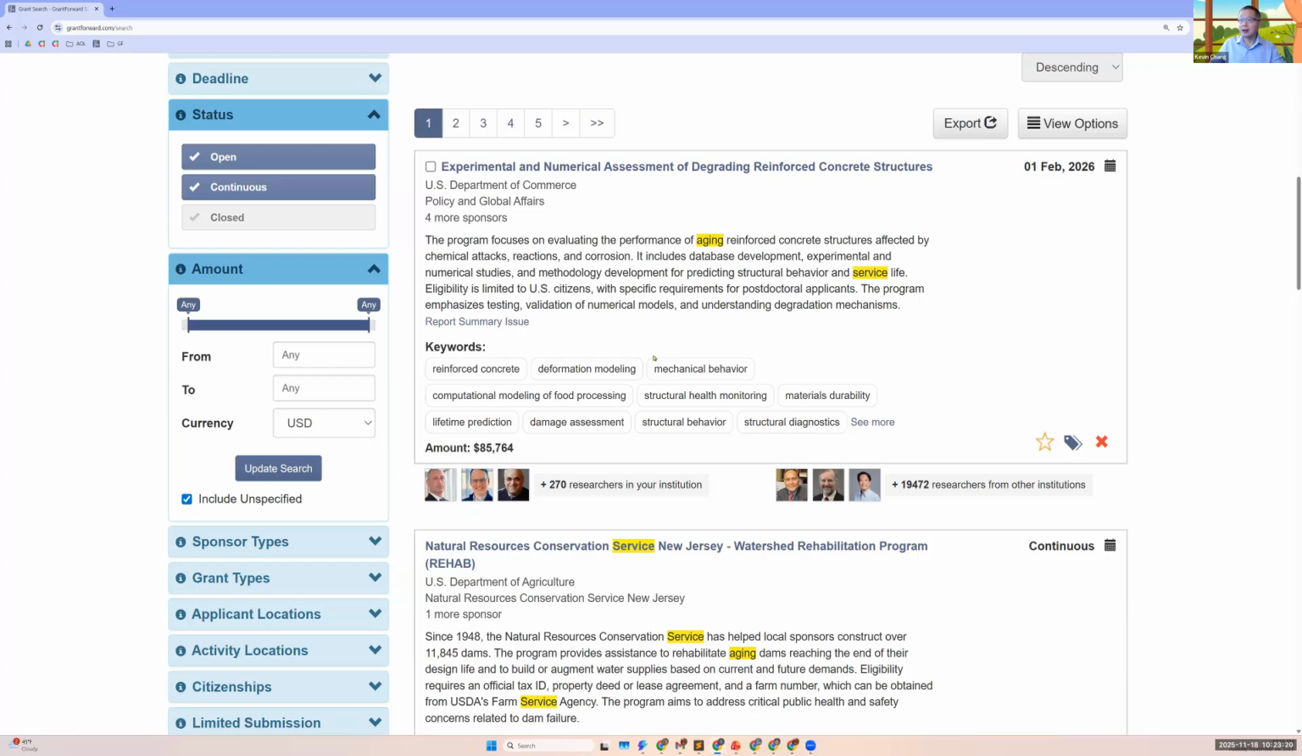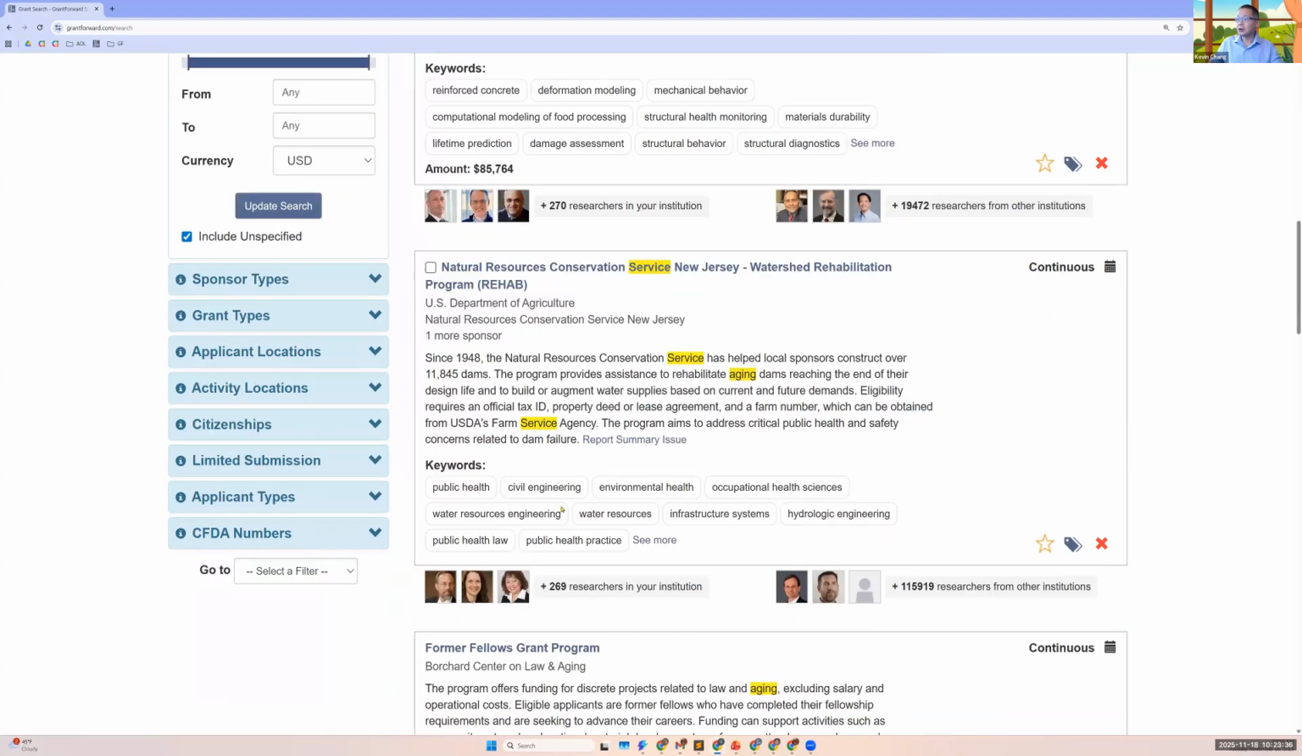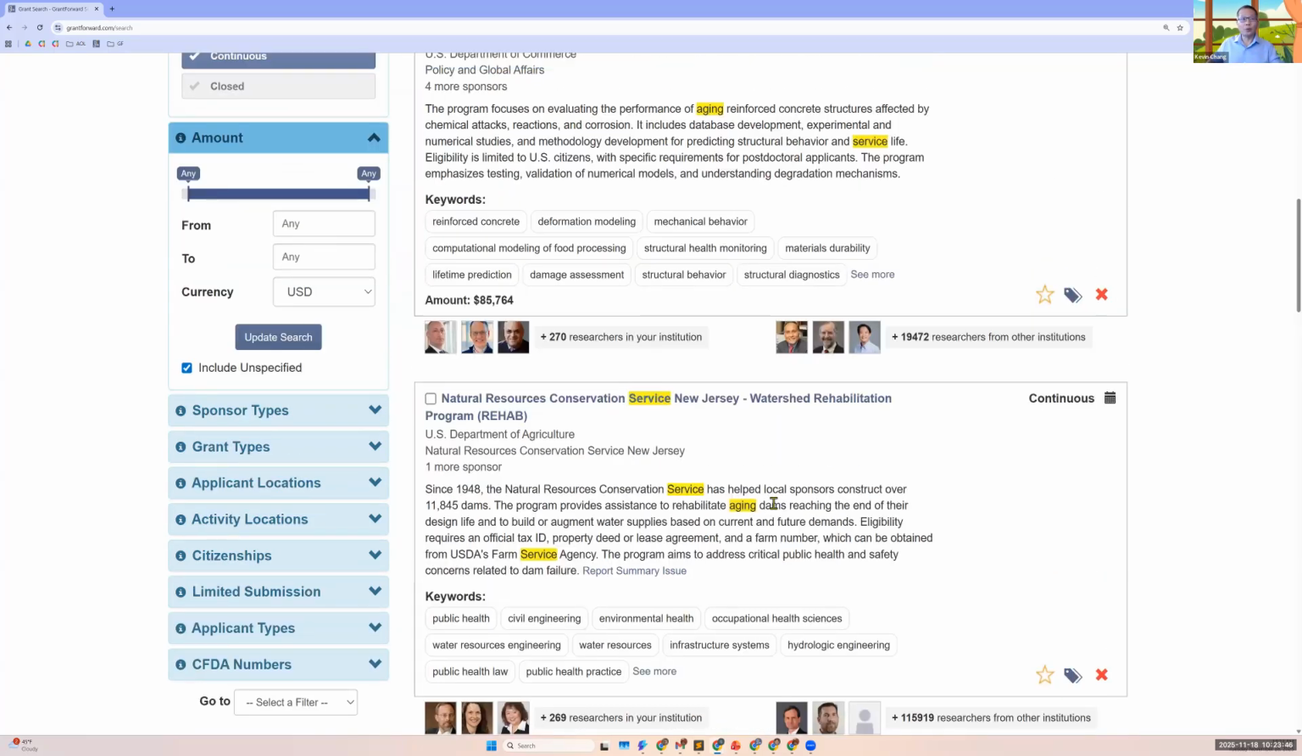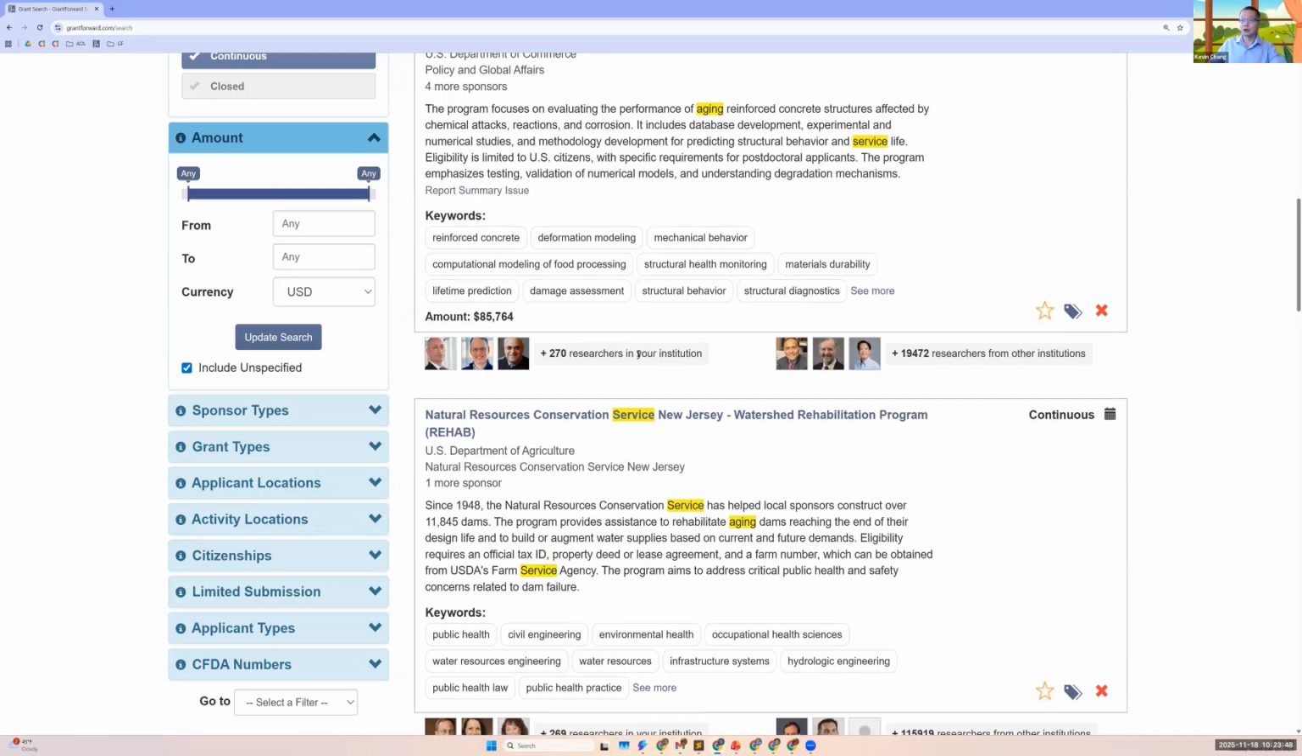Below that, you see a list of keywords. These are what GrantForward identified, of course, through AI as the main topics of this grant. So you see, it has not only aging service, but also, say, civil engineering, public health, or occupational health. So you quickly know the scope, the collection of topics this grant covers, and this gives you an idea whether this is the setting you want to pursue.